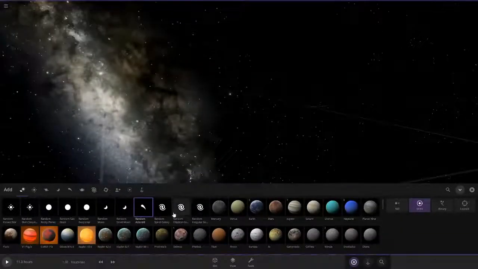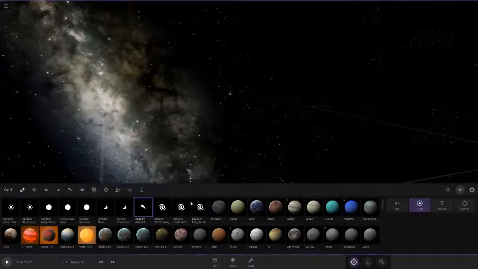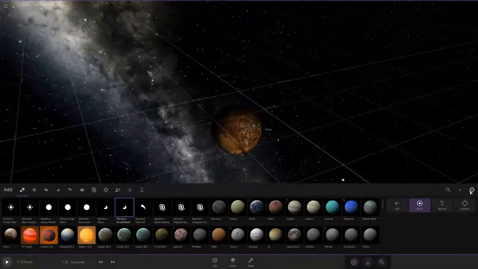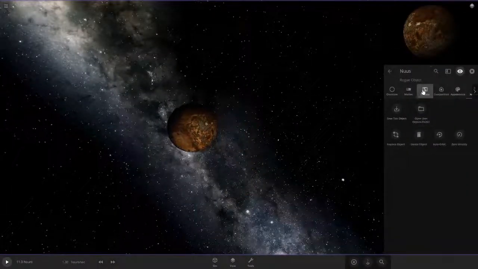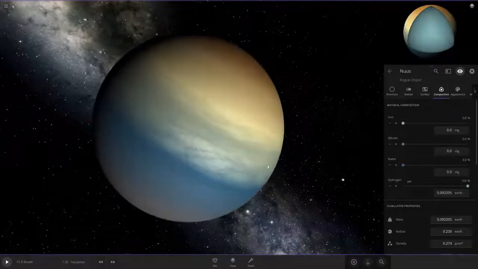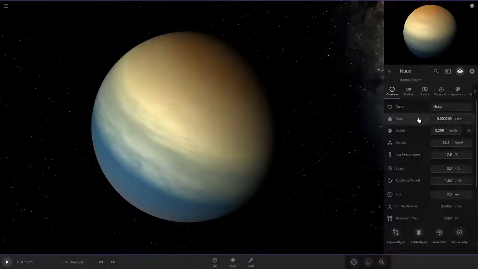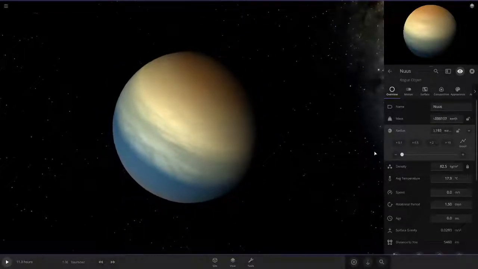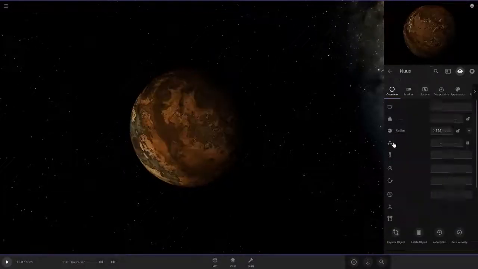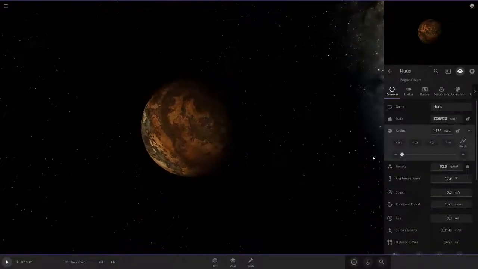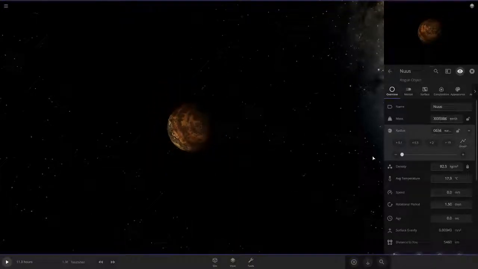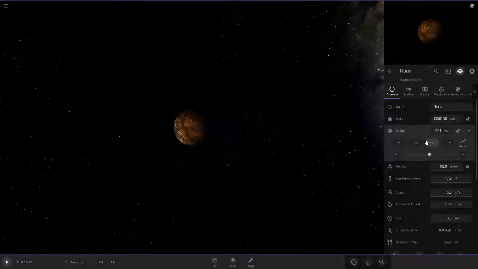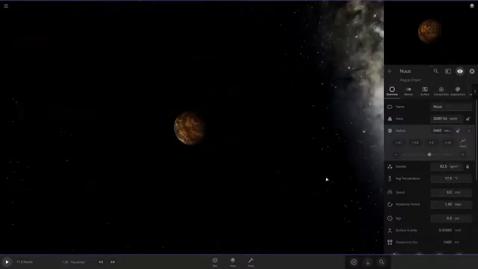Okay, so let's get maybe a random small moon. We'll start with the small moon. Now, what we'll do with this moon is we'll change the composition and make it all hydrogen. And now we will decrease the mass. We'll decrease the radius mostly. There you go. Let's start with the thing at 200 kilometers.